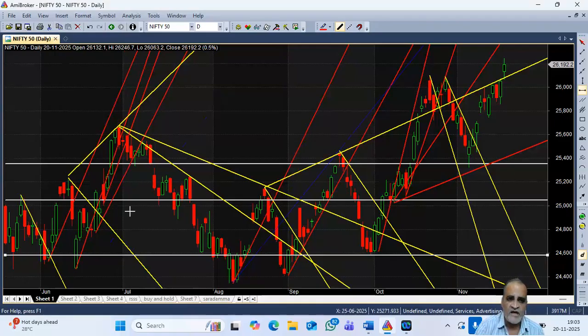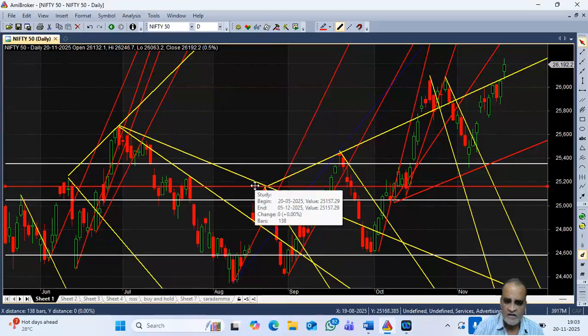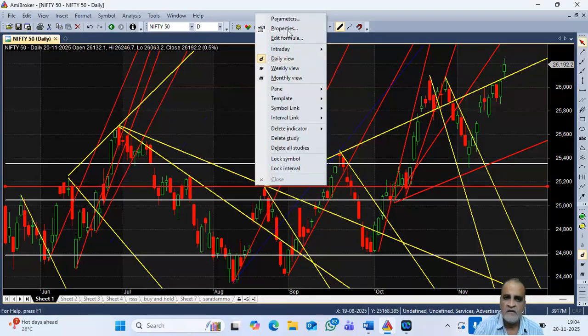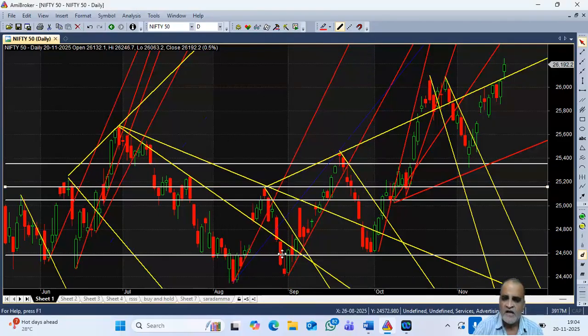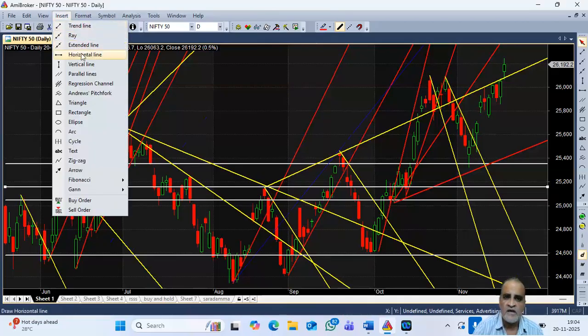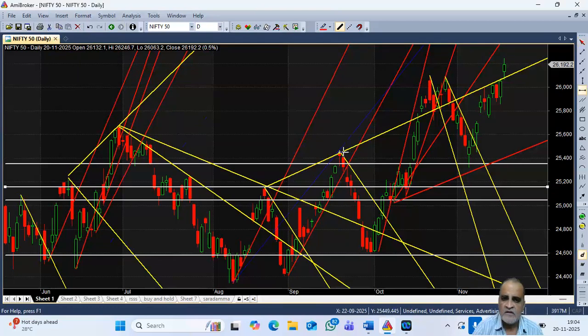Like that, I will put other intersections also. Here there is one intersection. Change to white. Okay. And here, one more intersection.